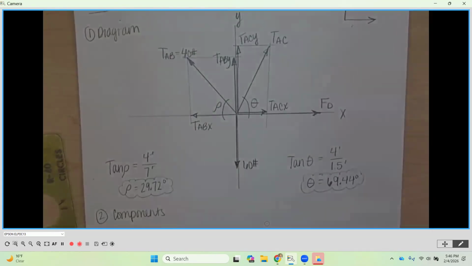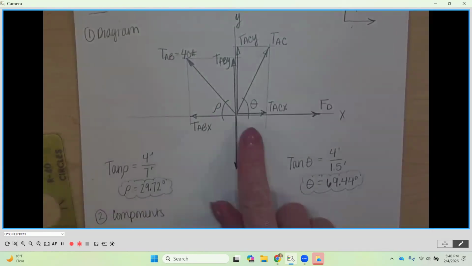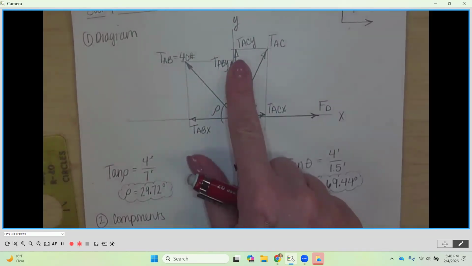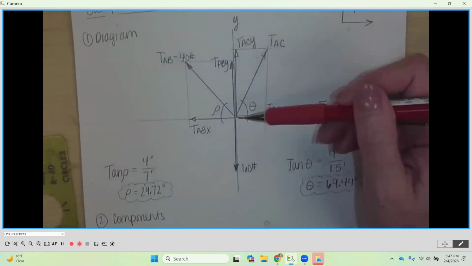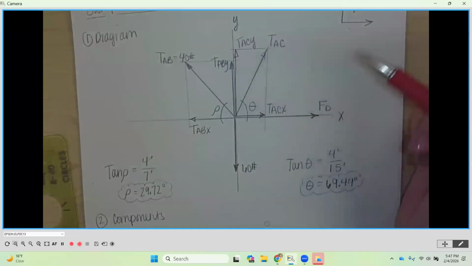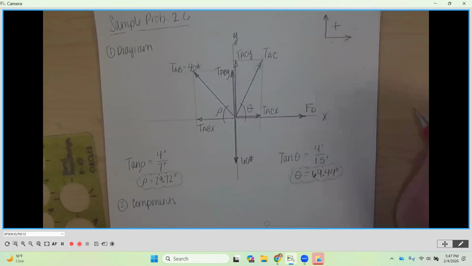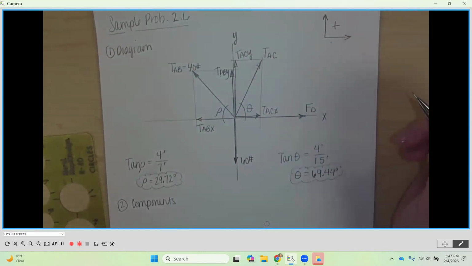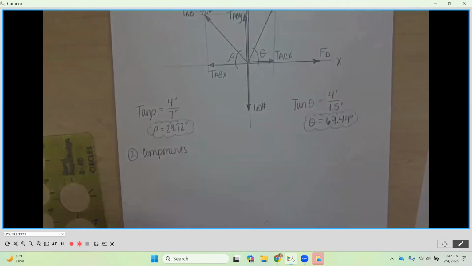So you should have an additional four forces on your diagram. You should have a TACX going to the right along the x-axis, TACY going up along the y-axis, TABY again going up along the y-axis, and then TABX going to the left on the x-axis. Okay. Now what we need to do is we need to calculate each one of those components. Okay. So down here, we are going to write those out.